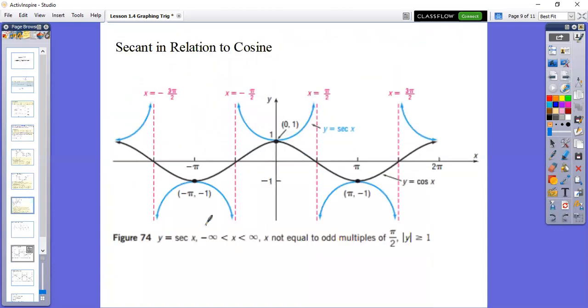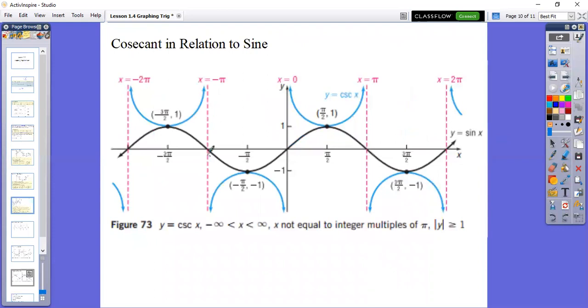All right. Secant, related to cosine. So if we notice right here, secant is the blue graph. It looks like a bunch of these little loops. So this also has vertical asymptotes at negative pi over 2, pi over 2, the odd integer multiples of pi over 2, because secant is the reciprocal of cosine, and at those values, cosine is equal to 0.